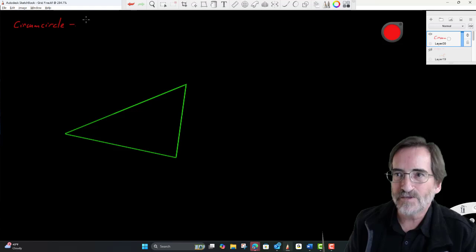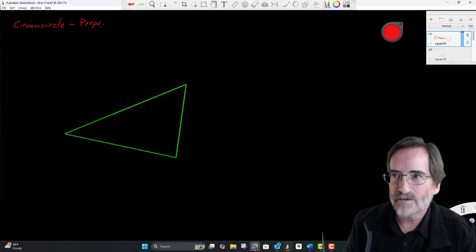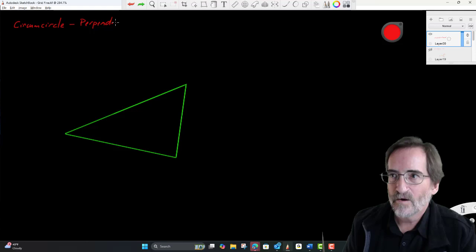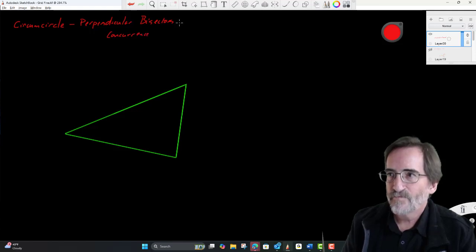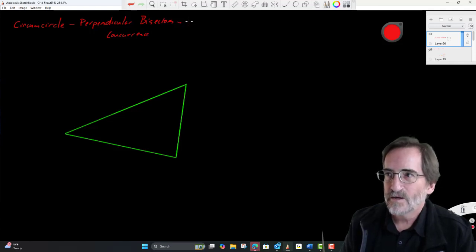Also circumscribed circle. It's the point of concurrence of the perpendicular bisectors of the sides. And again, it's the point of concurrence. It's where they cross. Okay? And the center of the circumcircle is the circumcenter.